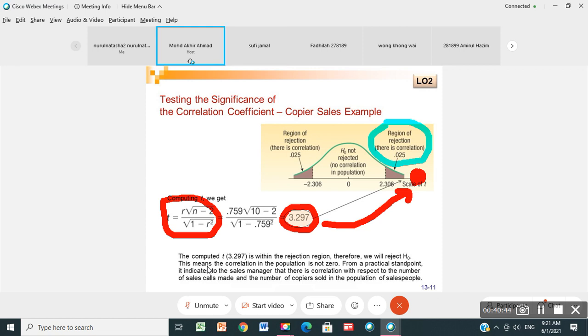Then H0, they say that there is correlation. They mean from the relationship between copier sales and calls, it shows that they have correlation. Because we get 3.297, which is more than 2.306, our critical value. That means in case we increase our calls, then of course they will increase your copier sales. This is shown in our significance of correlation coefficient.